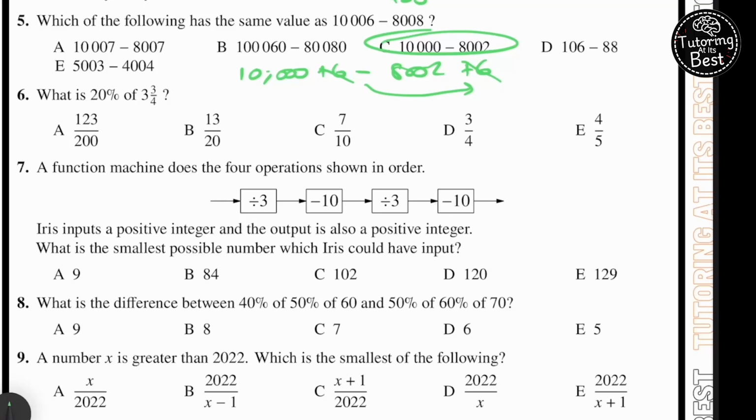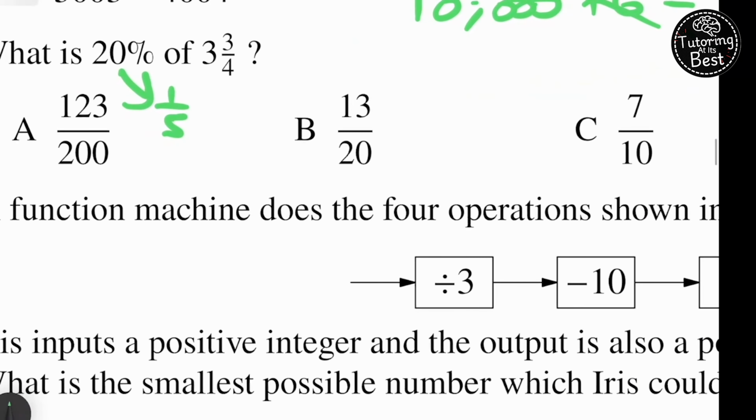Okay, question 6. What is 20% of 3 3/4? Well, let's break this up. So we're looking for 20% here, and we know 20% is seen as 1/5. And if we have 3 3/4, if we put this in an improper fraction, we simply do 3 times 4, which is 12, plus the 3, that's 15/4.